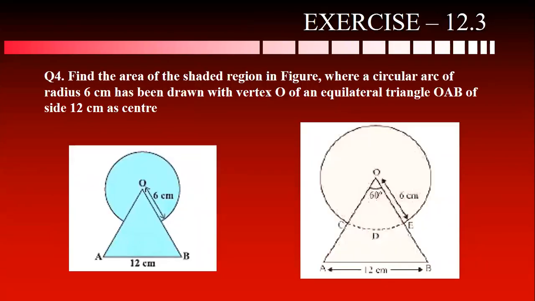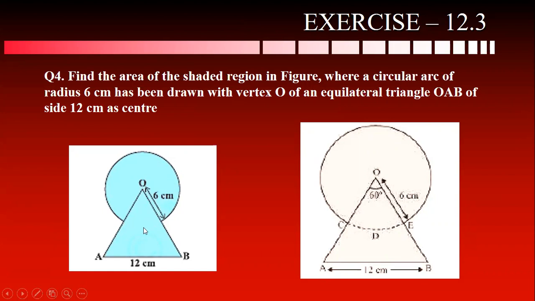Let us continue with exercise 12.3, question number 4. Find the area of the shaded region in the figure where a circular arc of radius 6 cm has been drawn with vertex O of an equilateral triangle OAB of side 12 cm as center. So over here you are having a triangle and a circle. We have to find the shaded region.